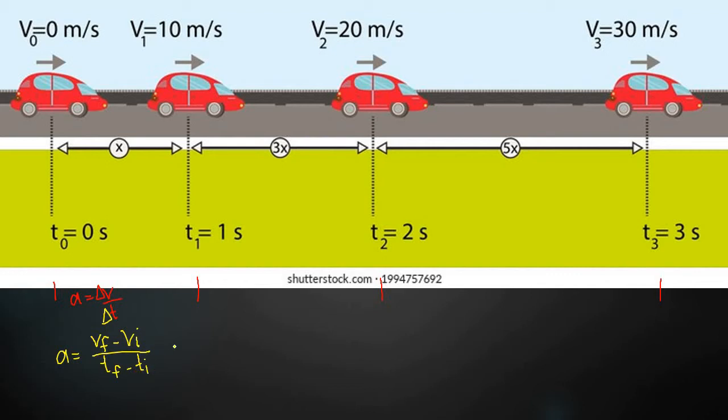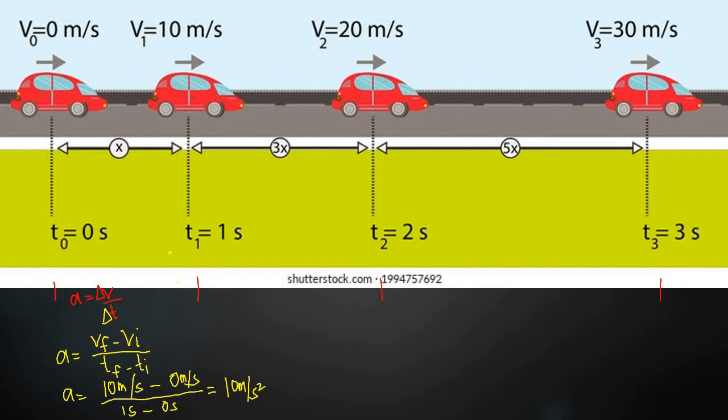So we just substitute the given. What is vf in our first case? From 0 to 1 second, 10 meters per second, sir. Minus vi, which is 0 meters per second, over tf, which is 1 second, minus 0 seconds. So that is equal to 10 meters per second squared.